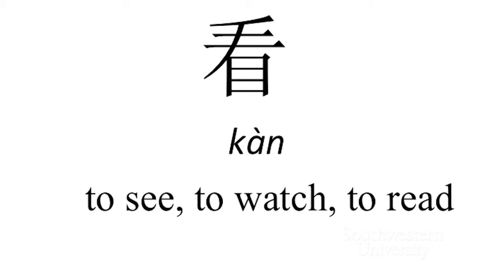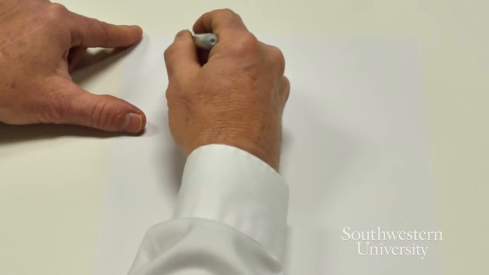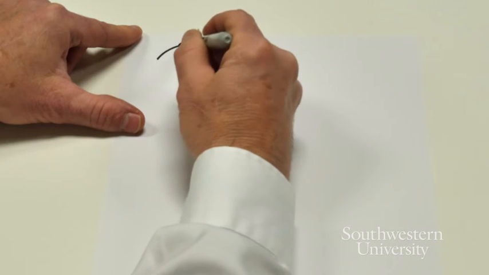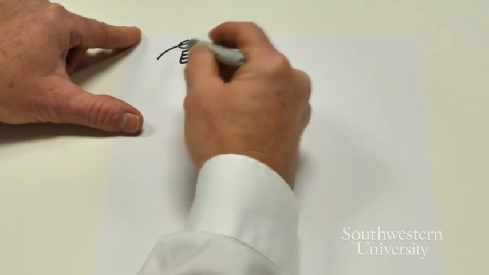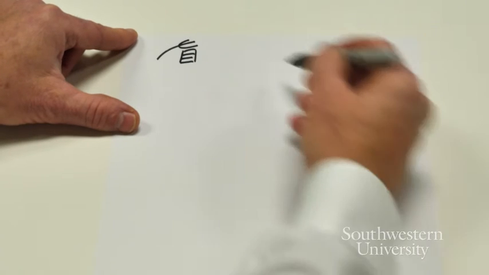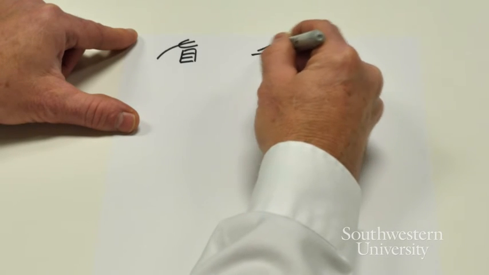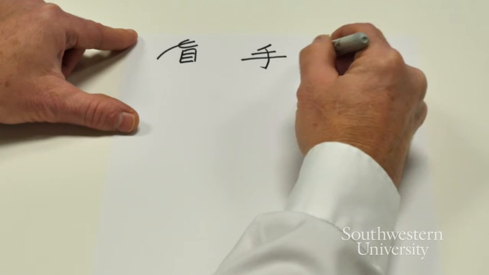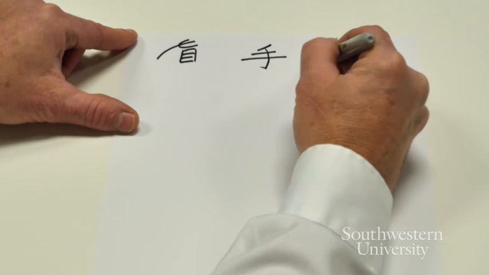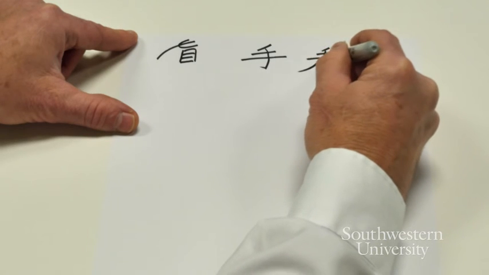Kan. Now the important thing on this to remember, well, I'll get to that in a minute. This is a depiction of a hand over an eye. So you're trying to see something. So the hand is written out like this, and as a hand, and then with kan, it's written over to this side.